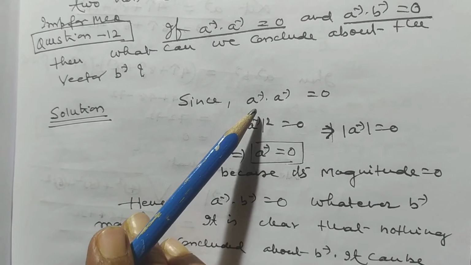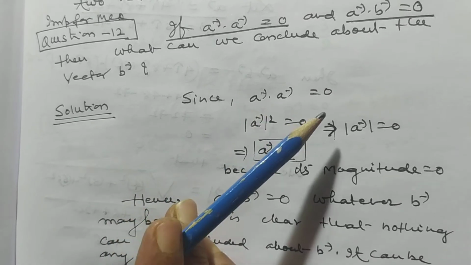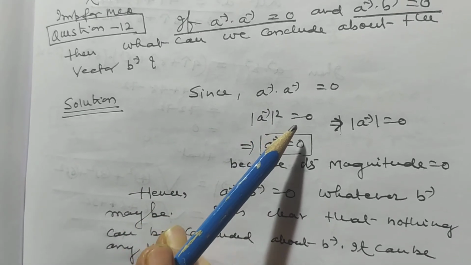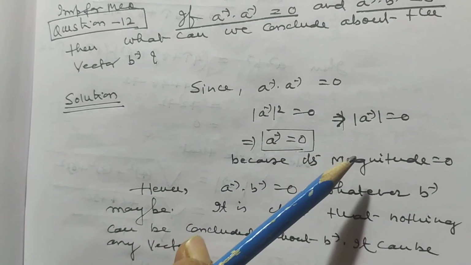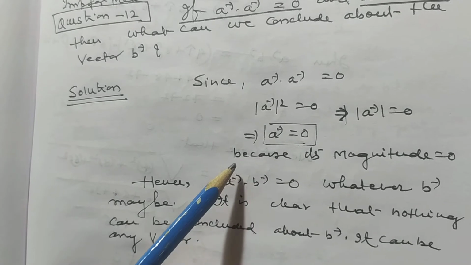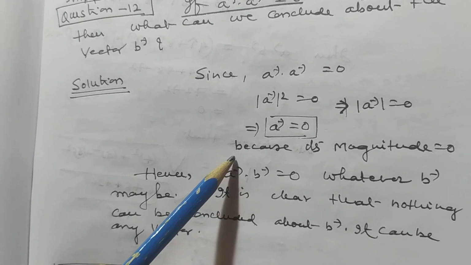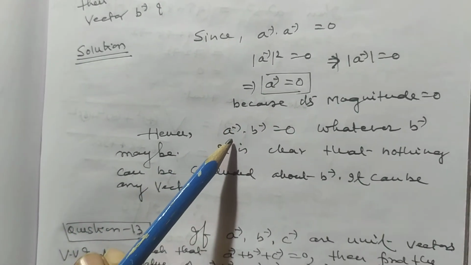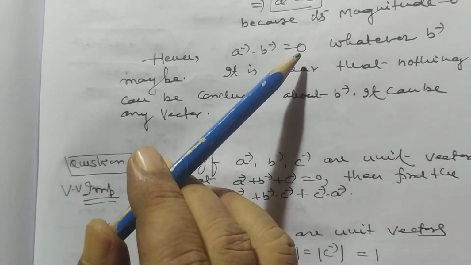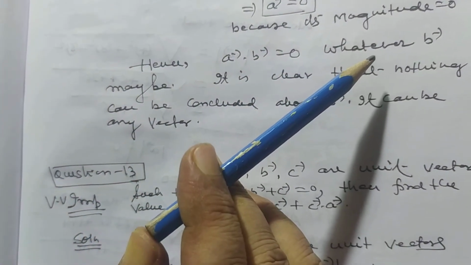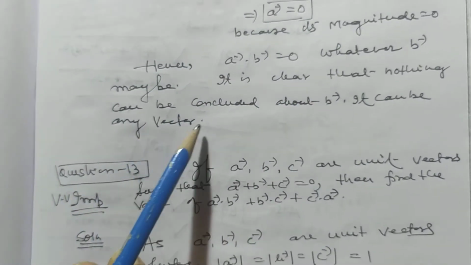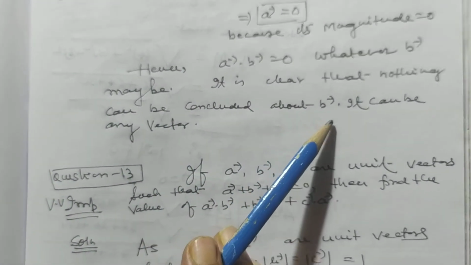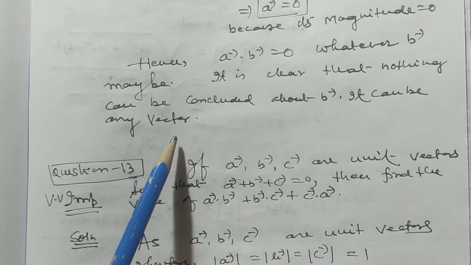Since vector A dot product vector A is equal to 0, magnitude of A square is equal to 0. This implies magnitude of A is equal to 0. If magnitude of A is equal to 0, then vector A is equal to 0 because its magnitude is equal to 0. Hence, vector A dot product vector B is equal to 0. Whatever the value of vector B, it is clear that nothing can be concluded about vector B. It can be any vector.